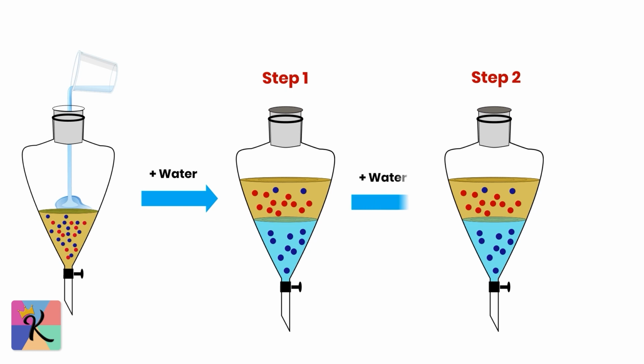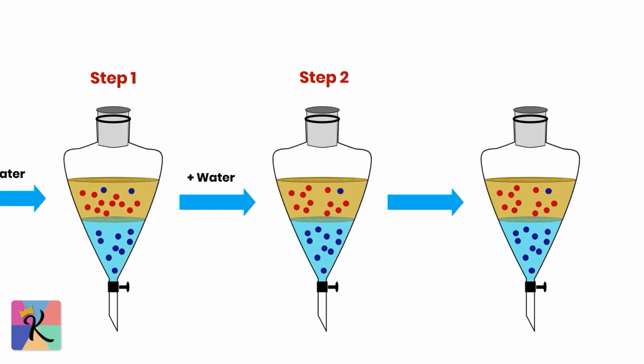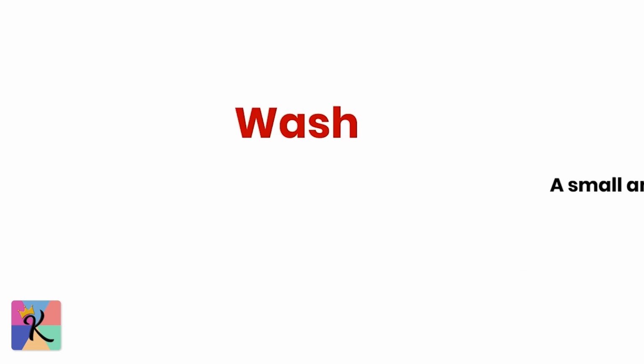To maximize the extraction efficiency, the process is often repeated several times with fresh water. This is because a single extraction might not transfer all of the desired compound into the aqueous layer. By using multiple extractions, we ensure that most of the product is extracted, much like washing clothes multiple times to remove all the dirt.